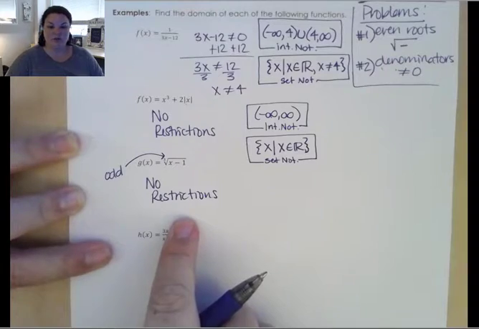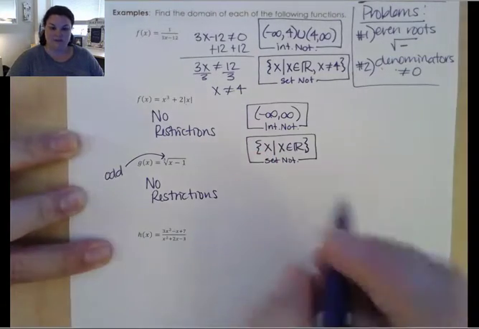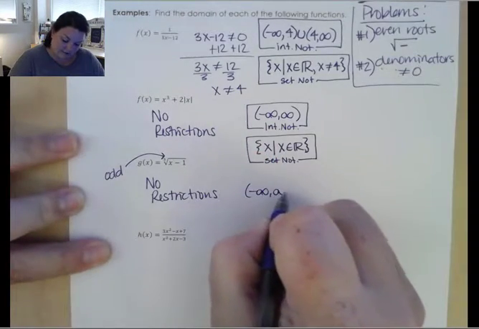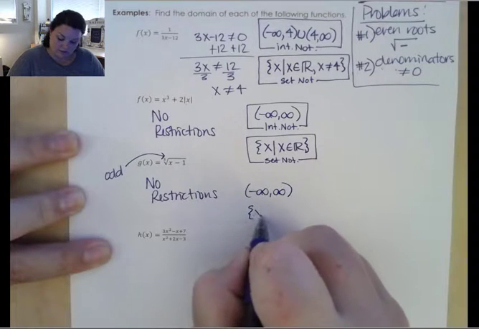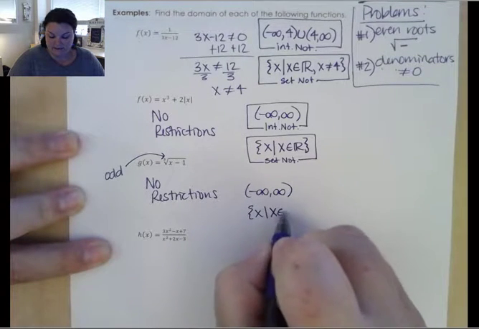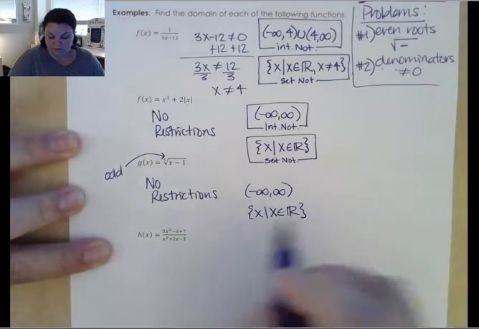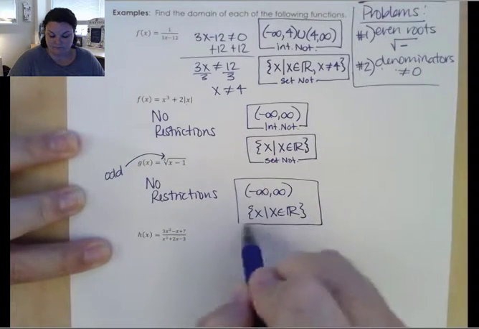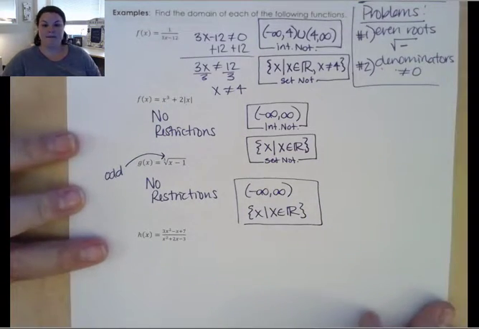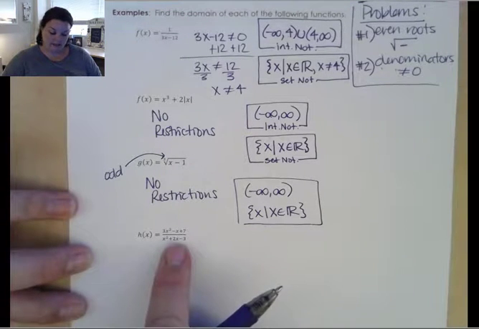So again, if we have no restrictions, my answer is going to look the same as this. It can be negative infinity to infinity, which means that we have the set of all x such that x is a real number with no stipulation. Okay? Everybody okay? All right, let's look at the next one.